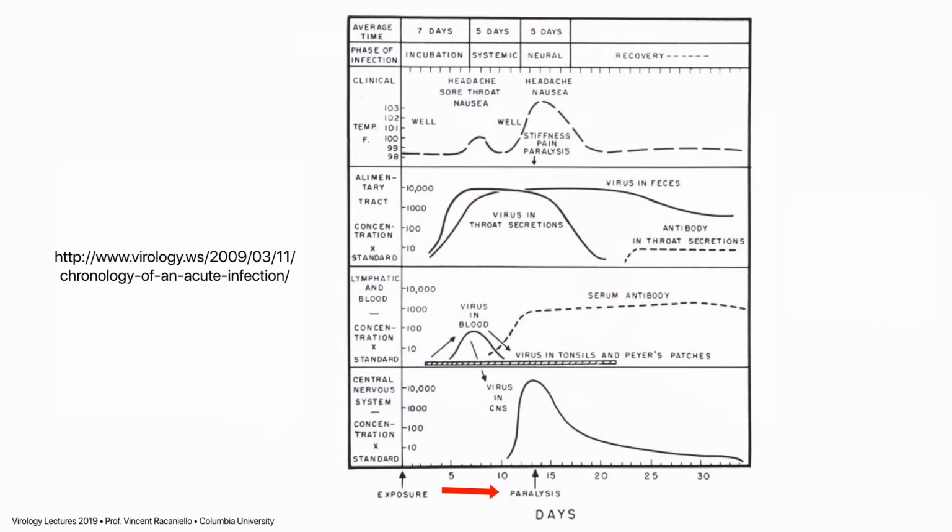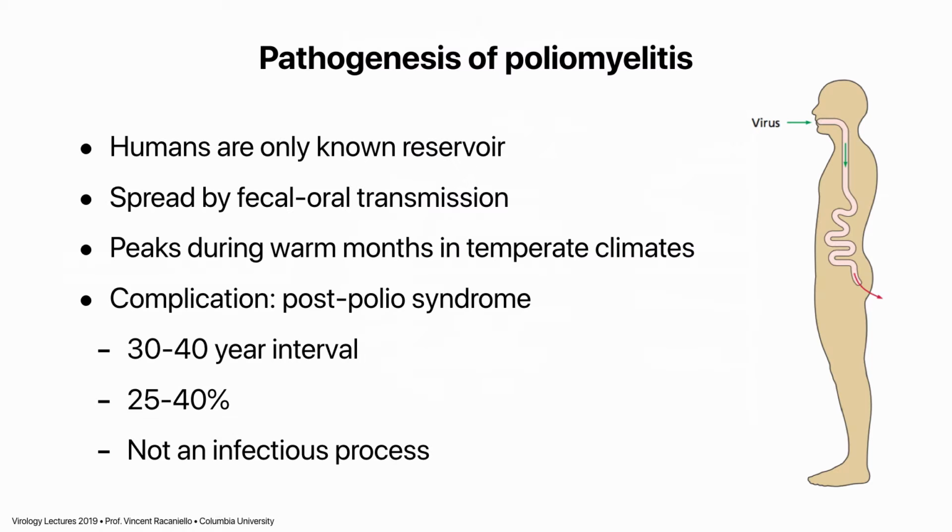And again, beyond this initial phase of nonspecific illness or no illness, only 1 out of 100 people move on to paralysis. But everybody secretes virus in the feces, so they're all eligible to spread it. We're the only known reservoir of this virus. That's why we can eradicate it. Once we eradicate it from humans, there's no other reservoirs to spread it back, spread by fecal-oral transmission. This is a disease of warm months in temperate climates like ours.